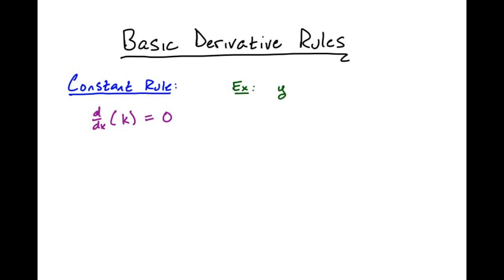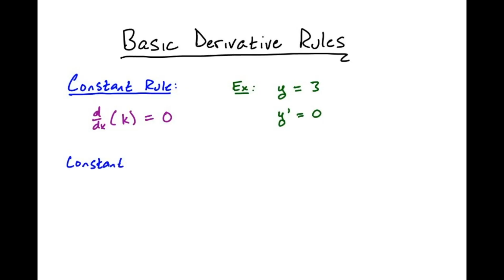Example. If I have the function y equals 3, that's a constant function. If I were to take the derivative of it, I should get 0. And that should make sense. What is a constant function? Y equals 3, that's a horizontal line. When I take a derivative, I'm trying to find the slope. What's the slope of a horizontal line? It's 0. So finding a derivative of a constant being 0, that should be what we expect.